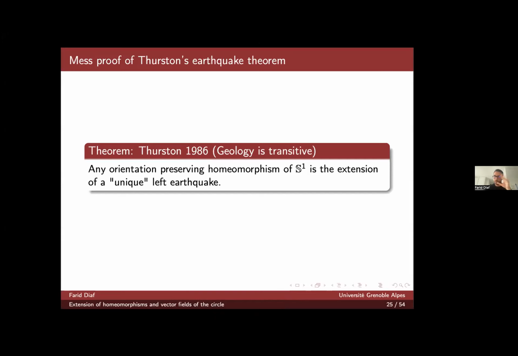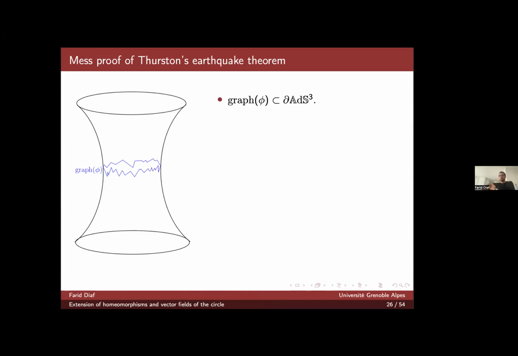Now let me explain the Mess proof of Thurston's earthquake theorem. First, I need to recall what Thurston's earthquake theorem is. Any orientation preserving homeomorphism of S1 is the extension of a unique left earthquake. So first, as we said, you take phi a homeomorphism, then the graph lives in the boundary of anti-de Sitter space. Here, of course, I will just give a sketch. There is a lot of work to do. So here I'm drawing a picture, which is that the graph of phi is in the boundary of this hyperboloid.